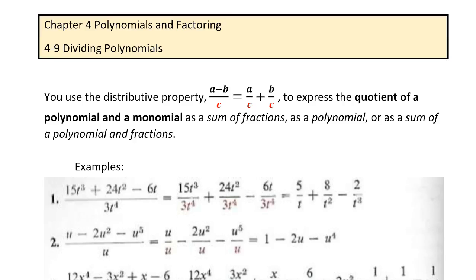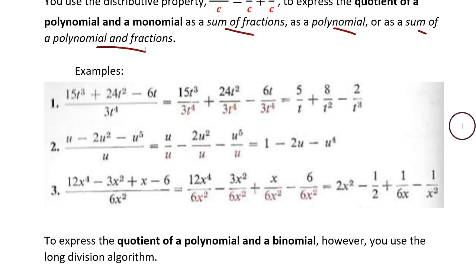This video is for section 4-9, Dividing Polynomials. You use the distributive property to divide a polynomial by a monomial. The result can be a sum of fractions, a polynomial, or a sum of a polynomial and fractions.